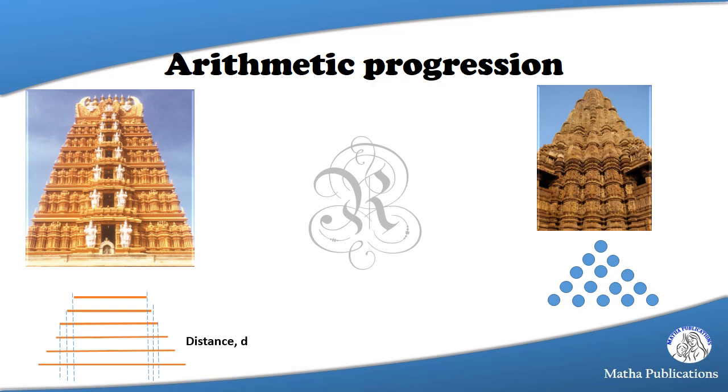Let d be the additional length or the number of additional elements. Then the number of elements in the nth row or the length of the nth step can be found using the formula An is equal to A1 plus (n minus 1) into d, where A1 is the length of the initial step or number of elements in the initial step.